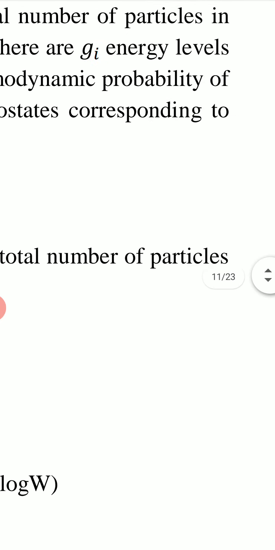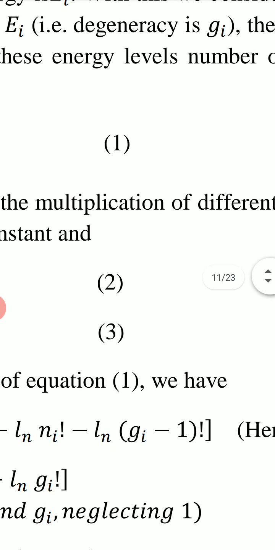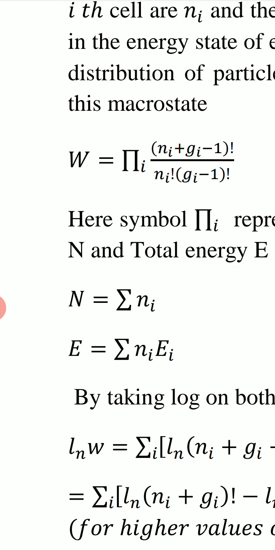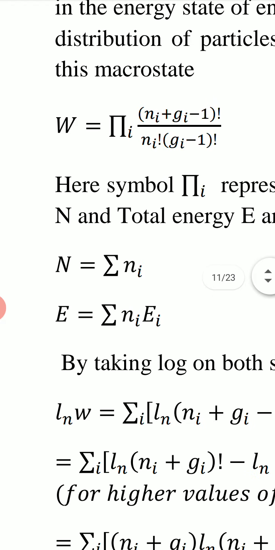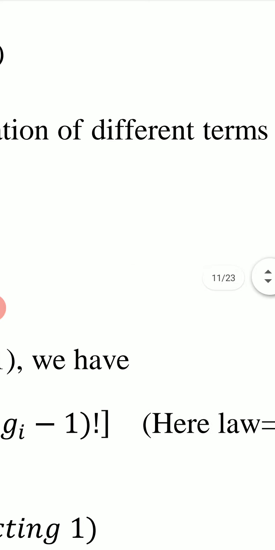Then thermodynamic probability of this distribution will be given by this formula: W equal to product over i of factorial (Ni plus Gi minus 1) divided by factorial Ni into factorial (Gi minus 1). Here symbol pi i represents the multiplication of different terms.